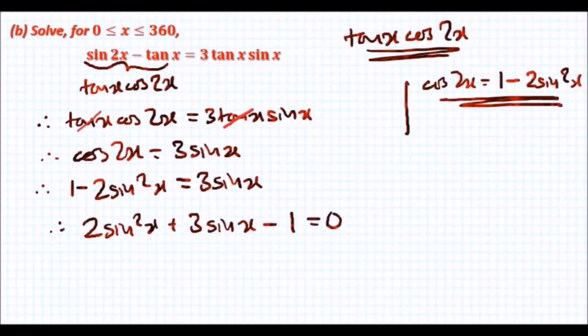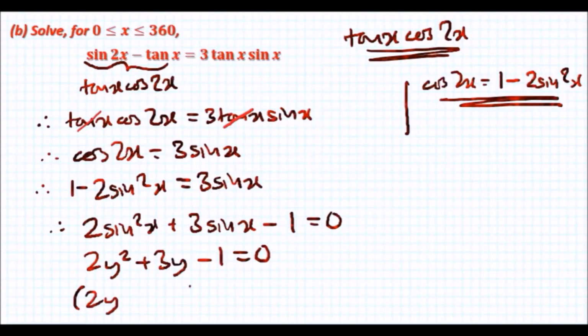And if you're unsure, just let sine x be y, so we can have 2y squared plus 3y minus 1 equals 0. And now we just factorize as normal. So factorizing this, you can put 2y here, and you can put y here. So this will guarantee 2y squared. And now let's try. The only possibility to get 1 is multiplying 1 twice. So let's just put 1 here and 1 here.